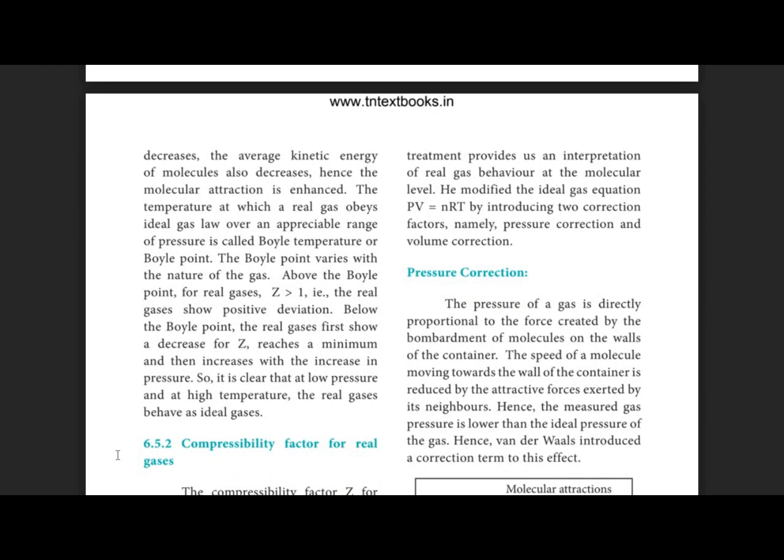The temperature at which a real gas behaves like an ideal gas over an appreciable range of pressure is called Boyle's temperature or Boyle point. The Boyle point varies with the nature of the gas. Above the Boyle point, for real gases Z, that is the compressibility factor, is greater than 1. That is, the real gases show positive deviation. Below the Boyle point, the real gases first show a decrease in Z, reach a minimum, and then increase with the increase in pressure.